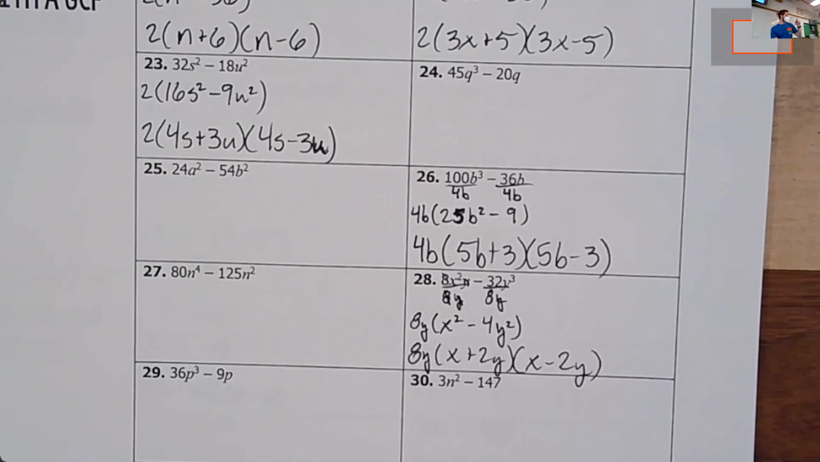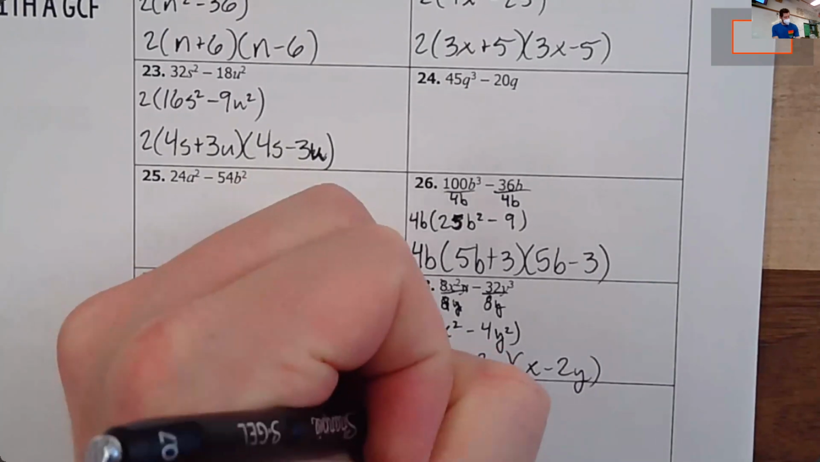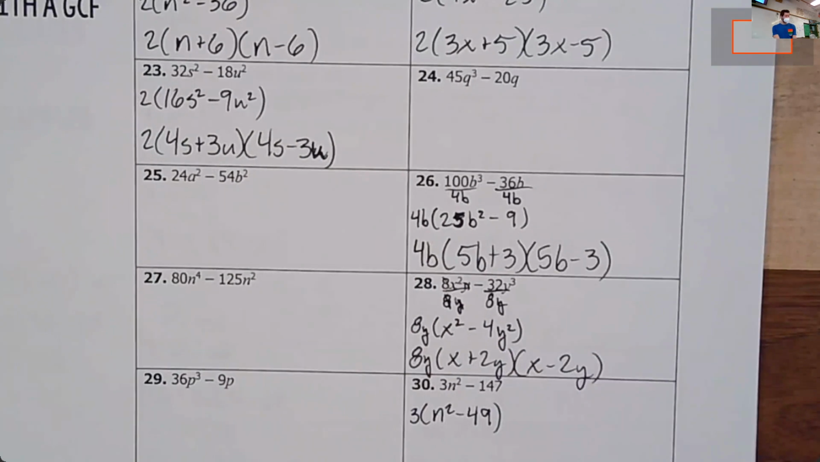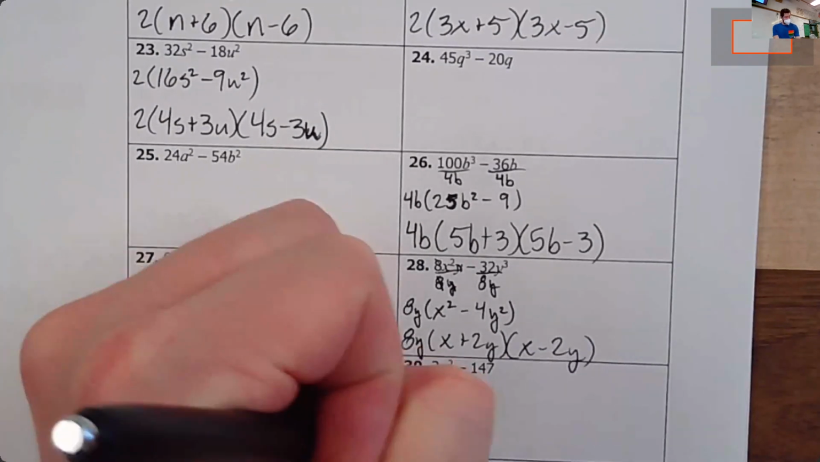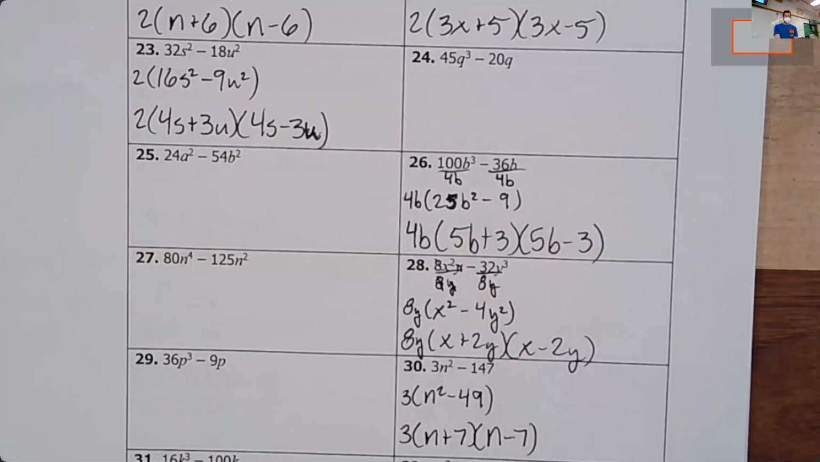147 divided by 3. What do we get? What is it? I think it's a little more than that. 49, yeah. So that'll be 3 and then n squared minus 49, which is a difference of squares here. So that'll be 3 times n plus 7 times n minus 7. That's our answer for number 30. And then the last one, 32. The last one that we'll do, we'll skip 31, go to 32.